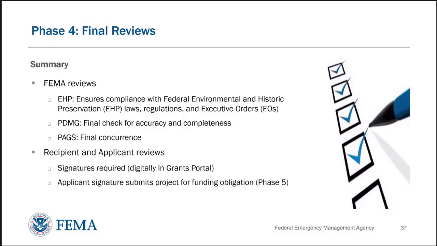Summarizing phase 4, you've got EHP, you've got the PDMG, you've got the Public Assistance Group Supervisor, again, concurrence, recipients, and applicants. First, you have FEMA making sure we did everything we were supposed to, and then we can show the applicants and recipients, hey, are we correct? Is this what we had been talking about through phase 1, through phase 2, through phase 3? And you get them to sign off.